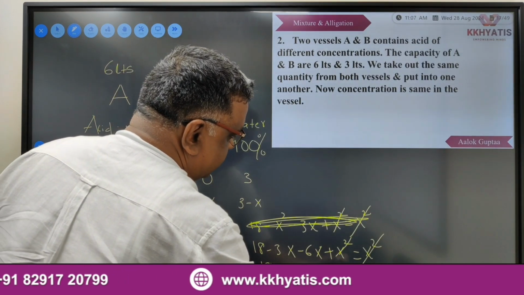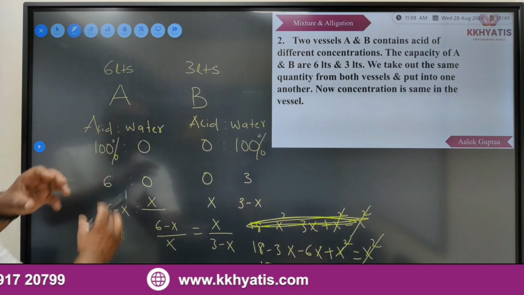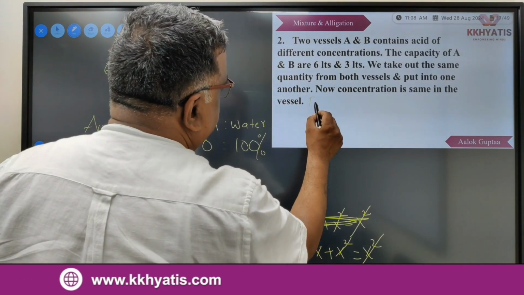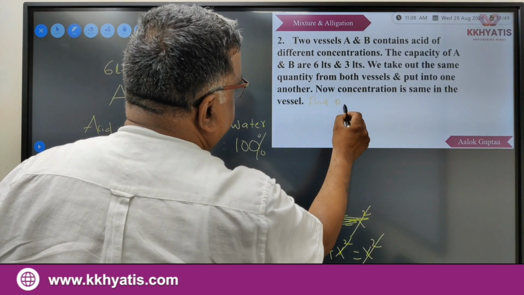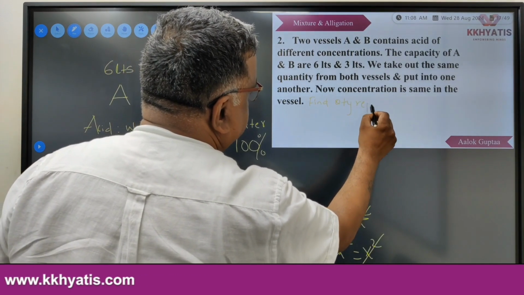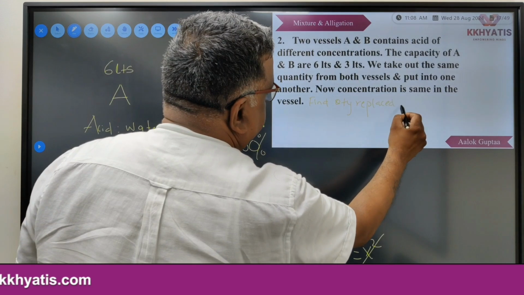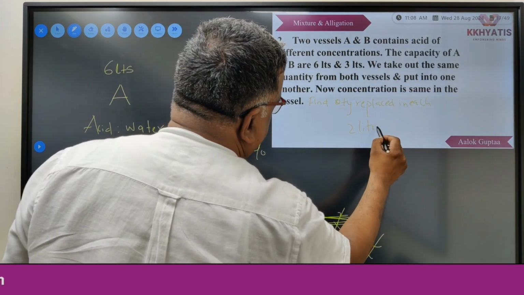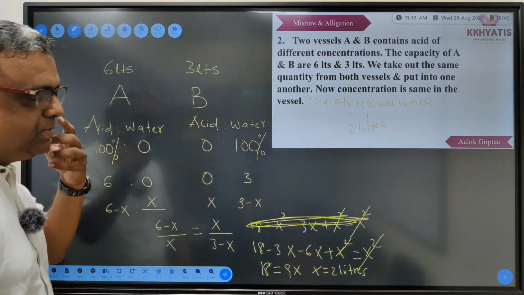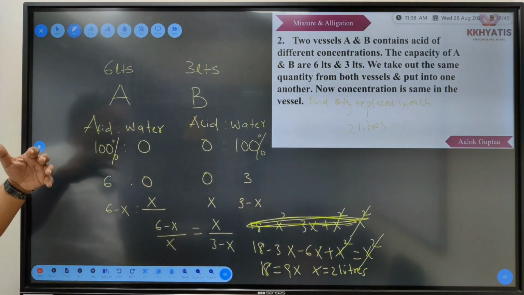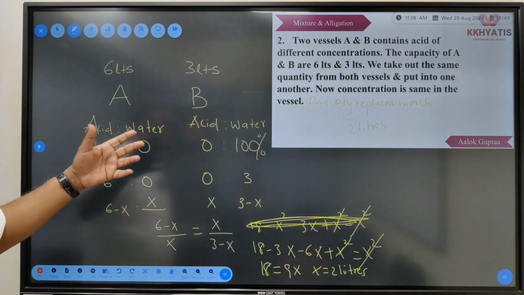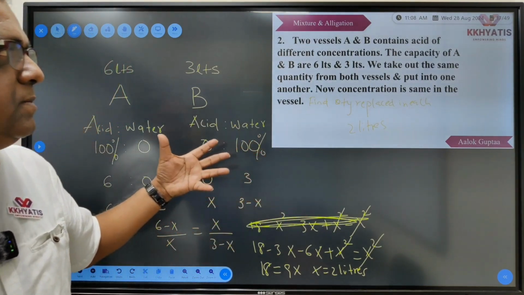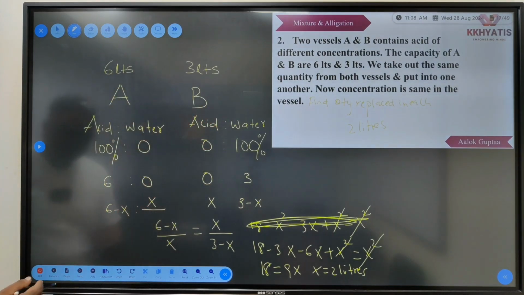So the quantity which I'm replacing, equal quantity I'm replacing in each other is, find the quantity taken, replaced from each. That's what they've asked in the sum. And that is 2 liters. So key takeaway from this was that initially we had to assume some different concentration. So what we did, in one we took 100% acid, in one we took 100% water. And that's why we could understand this sum. Very good sum. Very good sum.